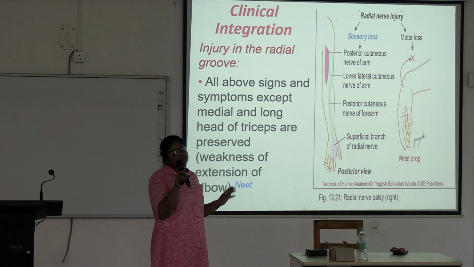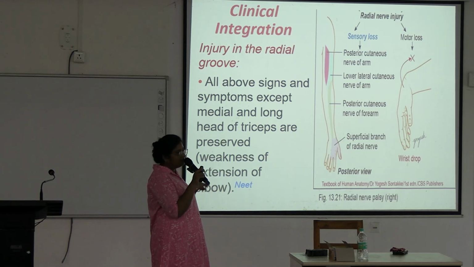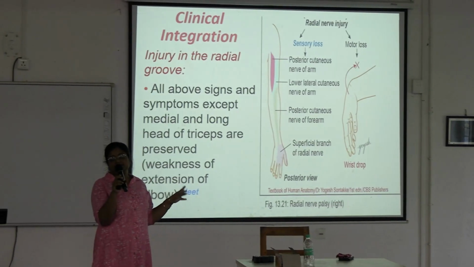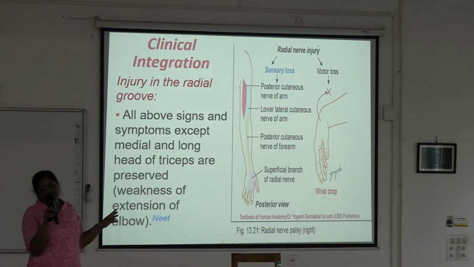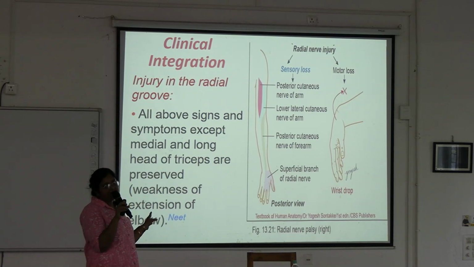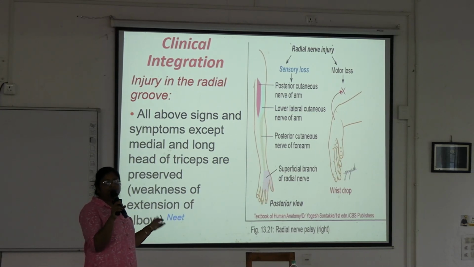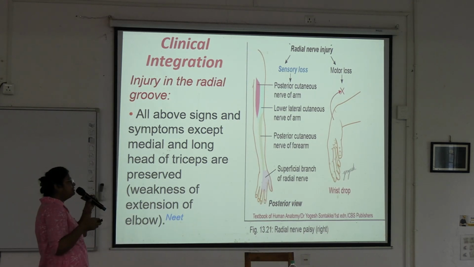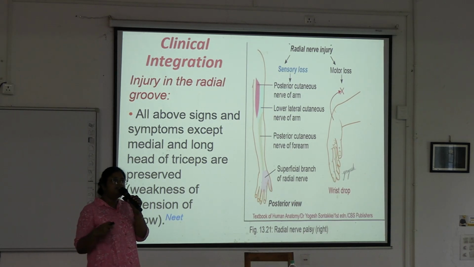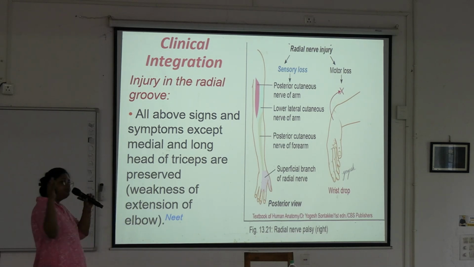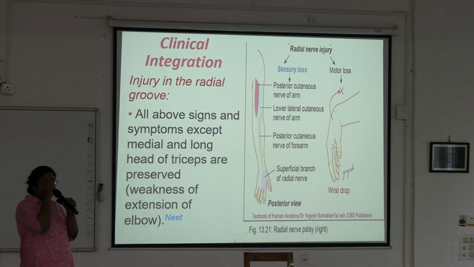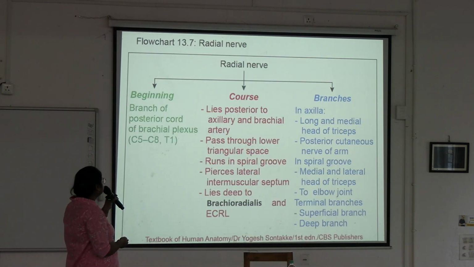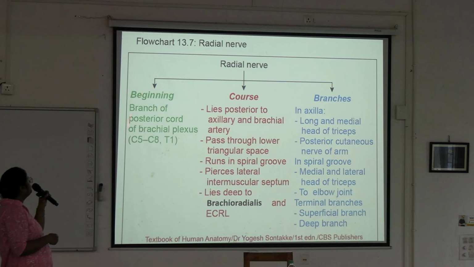All the heads of triceps are paralyzed in axillary injury. But here, these two heads are preserved: the long head and part of the medial head of the triceps. So instead of complete paralysis of triceps, there is partial paralysis of triceps and weakness in extension of the elbow. That is the difference between injury in the axilla and injury in the radial groove. The rest of the signs and symptoms will be the same. Cutaneous loss will be the same. Other things will be the same. Wrist drop.